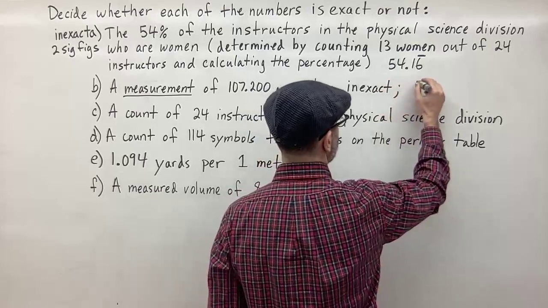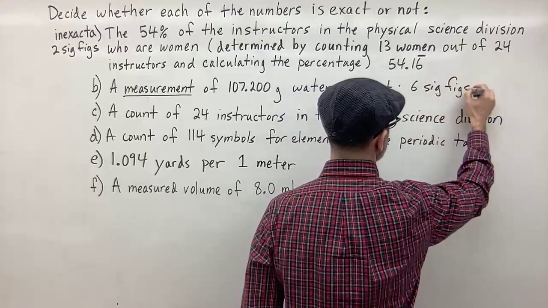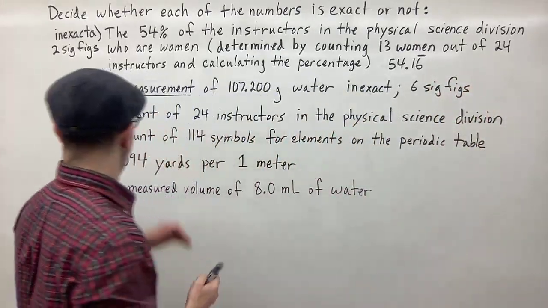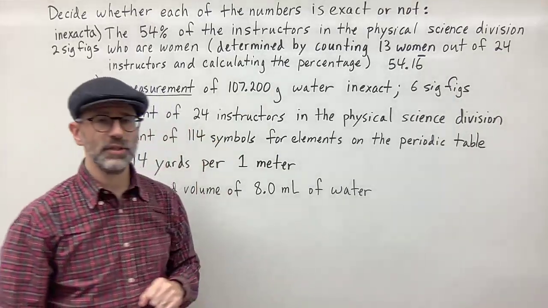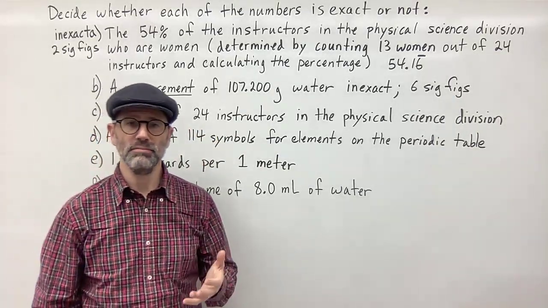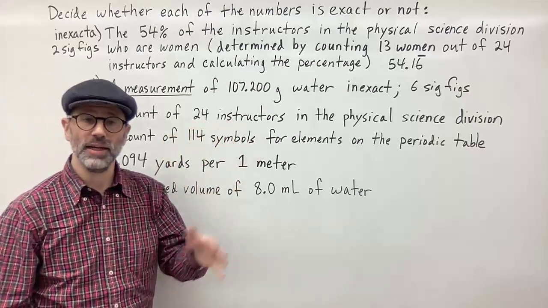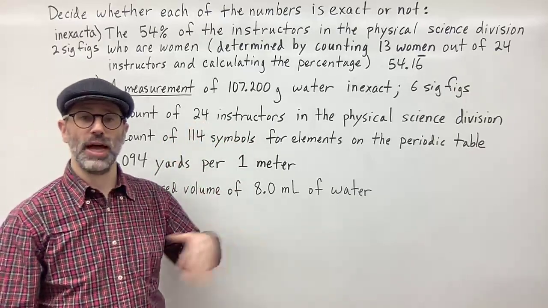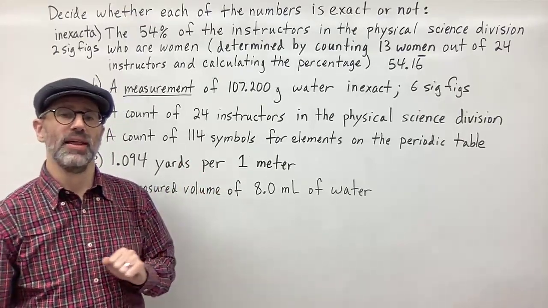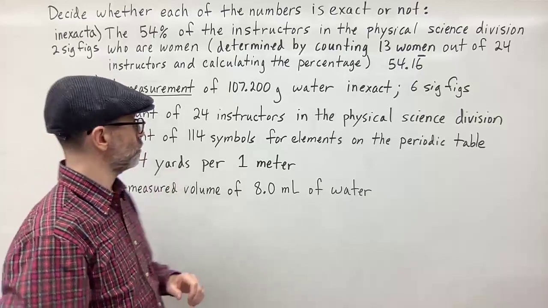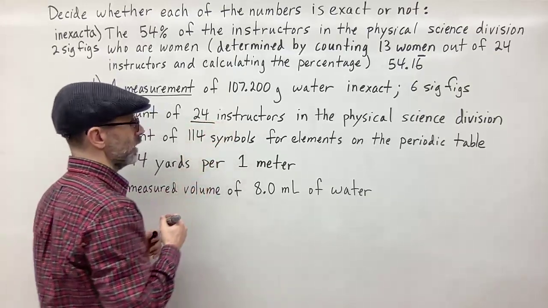Right? And there are 6 sig figs. All right, C. It says a count of 24 instructors in the physical science division. Again, we're getting this number by counting. Anytime you get a number by counting that is not a measurement, that is going to be exact. So here we have exactly 24 instructors.